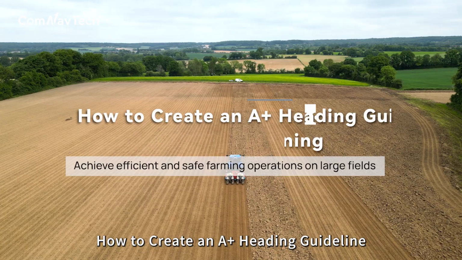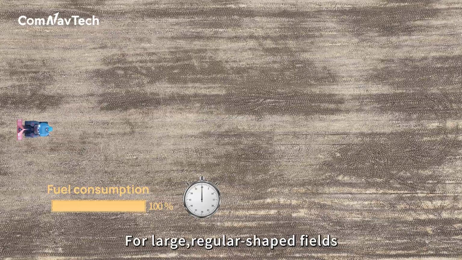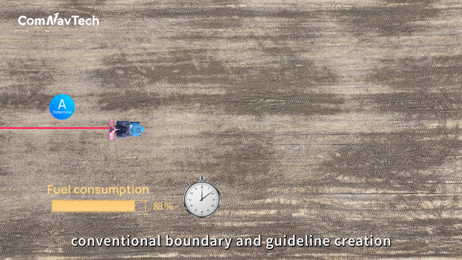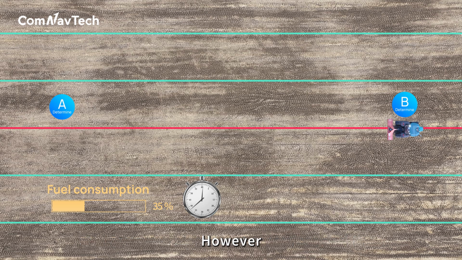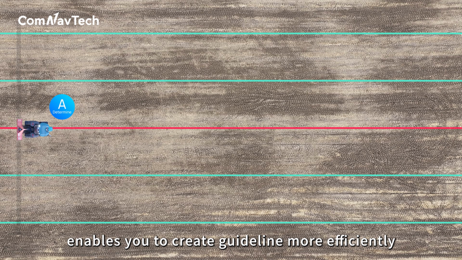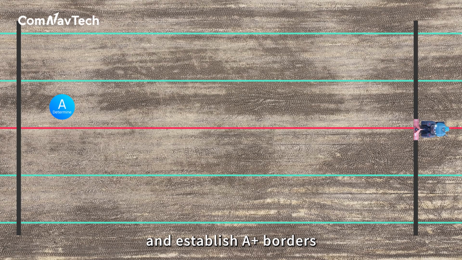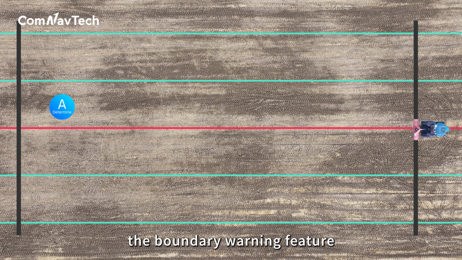How to create an A+ heading guideline and configure boundary warning. For large, regular-shaped fields, conventional guideline creation still consumes significant resources and time. However, AutoSteer System's A+ heading feature enables you to create guidelines more efficiently and establish A+ borders during working, substantially boosting your work efficiency. Additionally, the boundary warning feature also helps you work more safely.